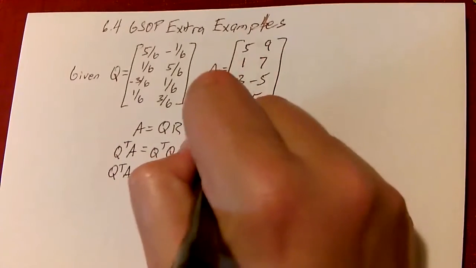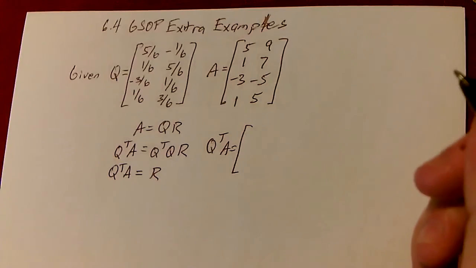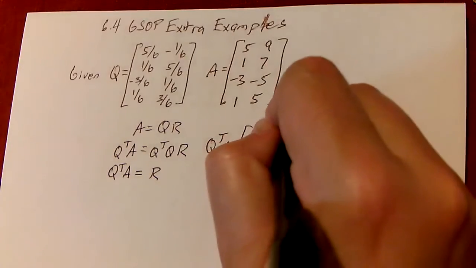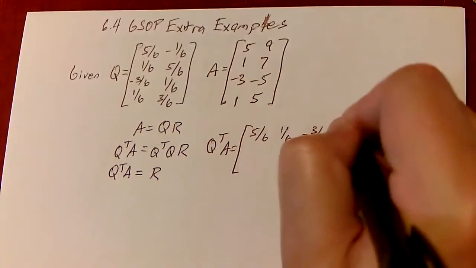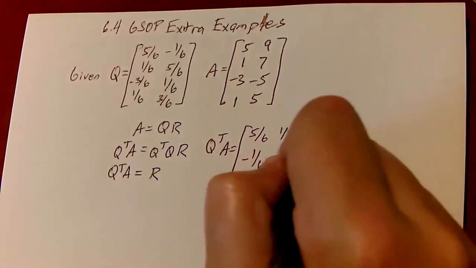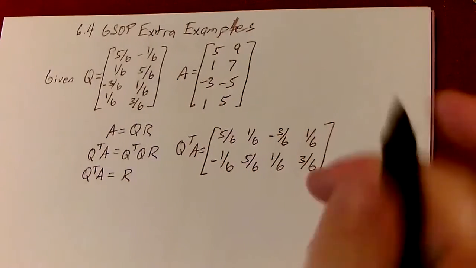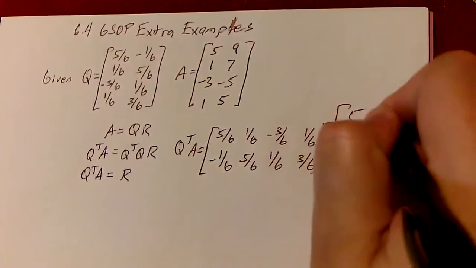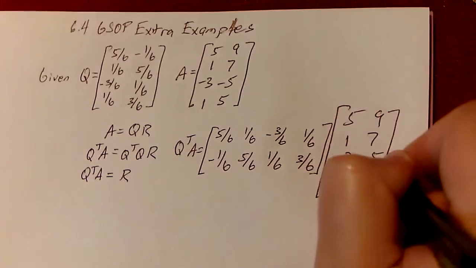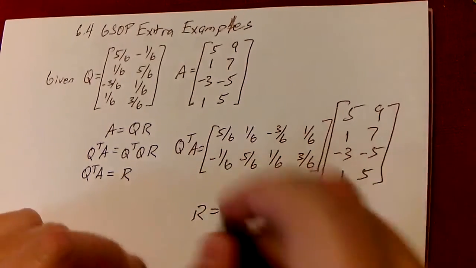So let's write what Q transpose is. Q transpose times A. Remember, you turn the rows into the columns and the columns into the rows. So my first column here becomes my first row: 5/6, 1/6, -3/6, and 1/6. The second column becomes the second row: -1/6, 5/6, 1/6, and 3/6. We're going to multiply that by matrix A, which is 5, 9 in the first row, 1, 7 in the next row, -3, -5, and then 1, 5. So R is going to be this product.